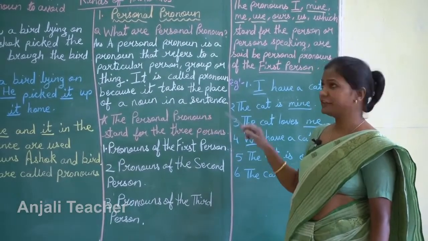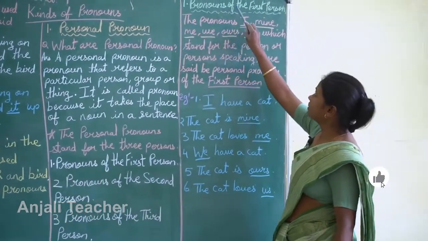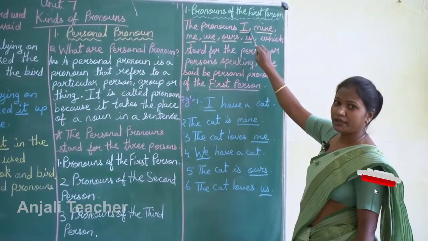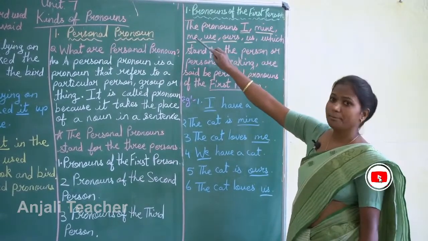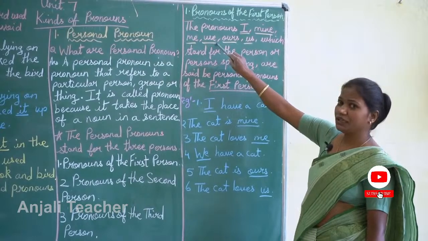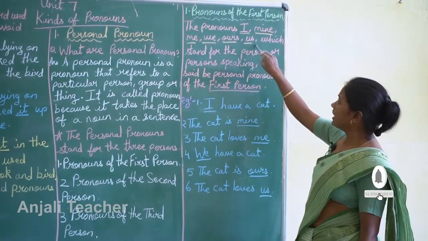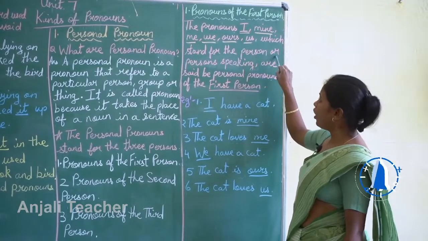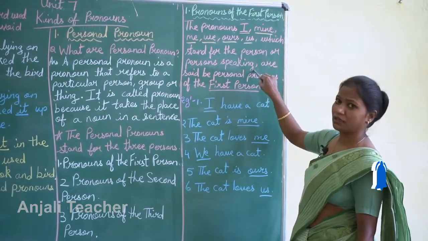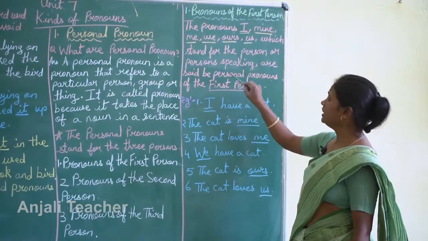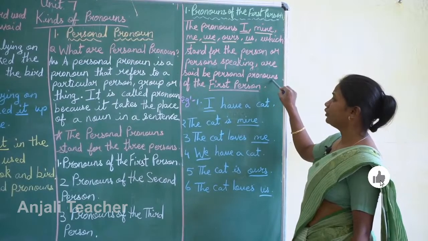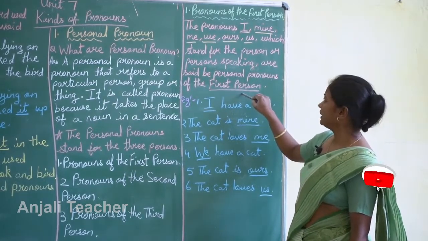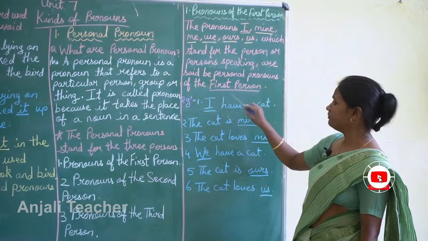Now let's see the first one, pronouns of the first person. The pronouns I, mine, me, we, ours, us, which stand for the person or persons speaking, are said to be personal pronouns of the first person.